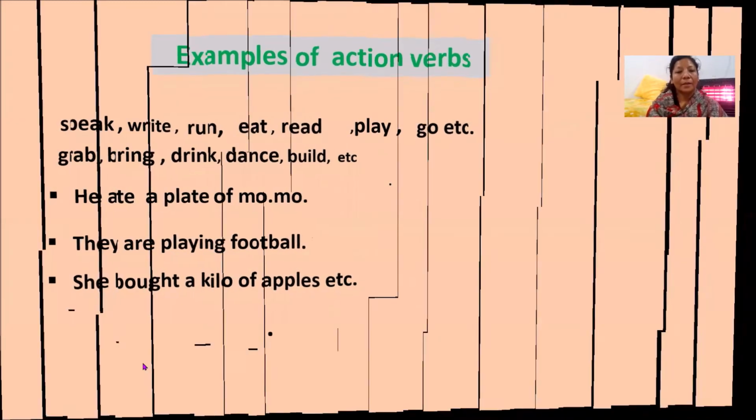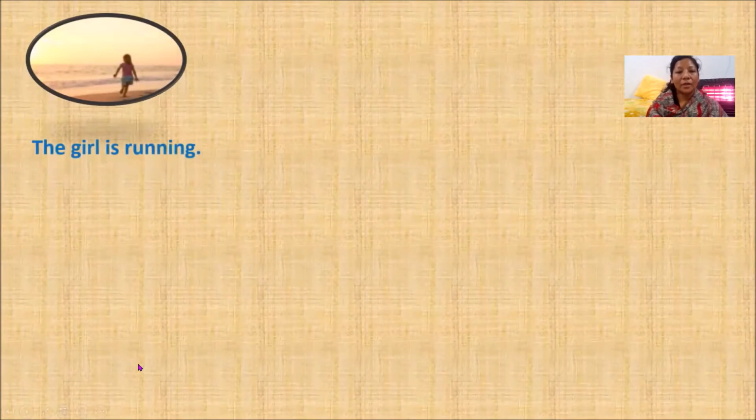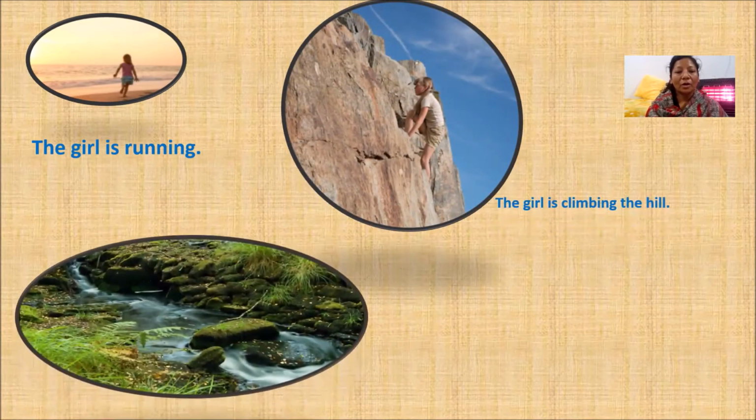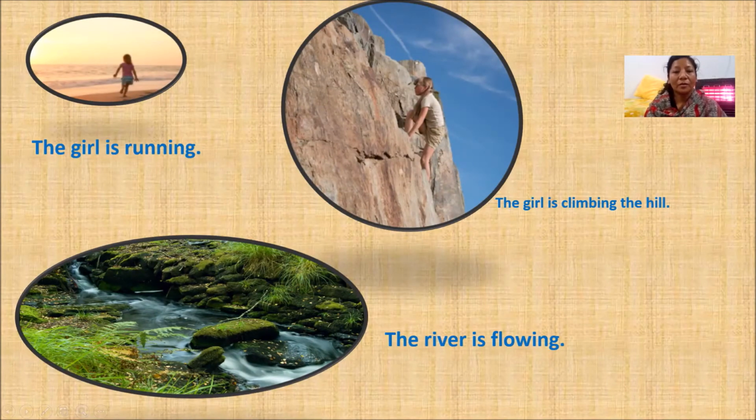So let's see here. The girl is running. The girl is climbing the hill. The river is flowing. So is flowing, is running, is climbing, they are verbs and they are action verbs.